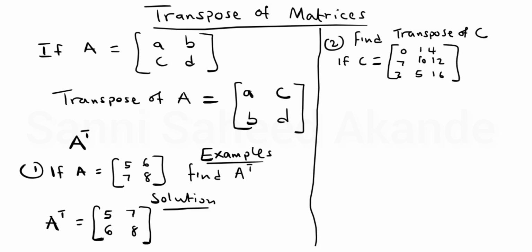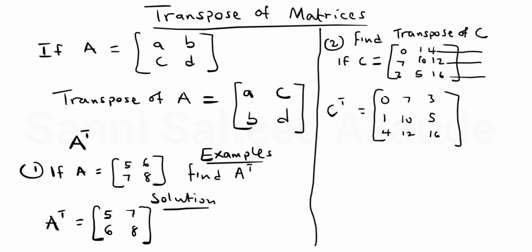So the transpose of C will be equal to: the first row will become the first column here, and that will be 0, 1, 4. Then the second row will become the second column here, which is 7, 10, 12. And then this third row will become the third column, which is 3, 5, 16. And that is the answer to that question. As simple as that. That's how transposes are carried out.